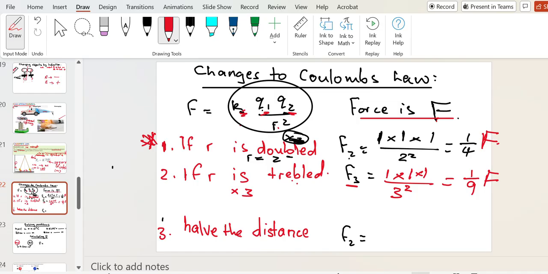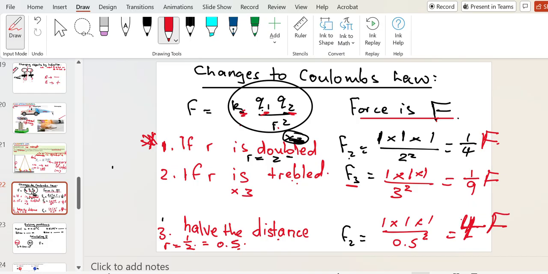Let's go to this one. When I halve, it means 1 over 2, which is 0.5. R is now half or 0.5. Did I change K, Q1, and Q2? No, so I have 1 times 1 times 1. Did I change R? Yes, 0.5, but it's squared. 1 divided by 0.5 squared is 4. So 4F. Okay?